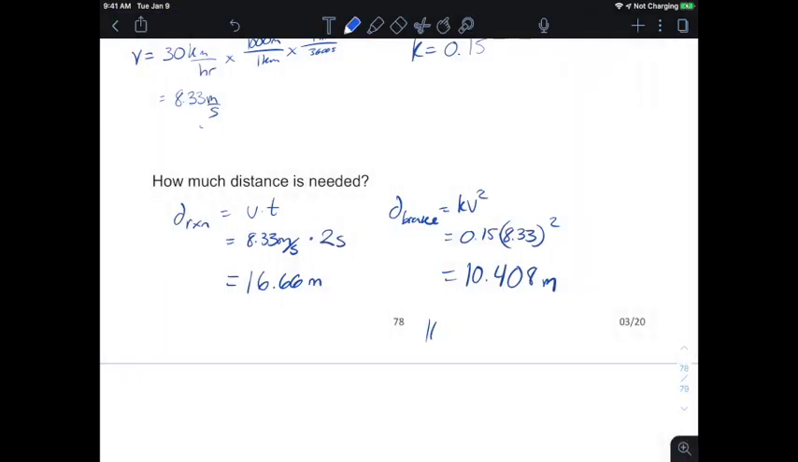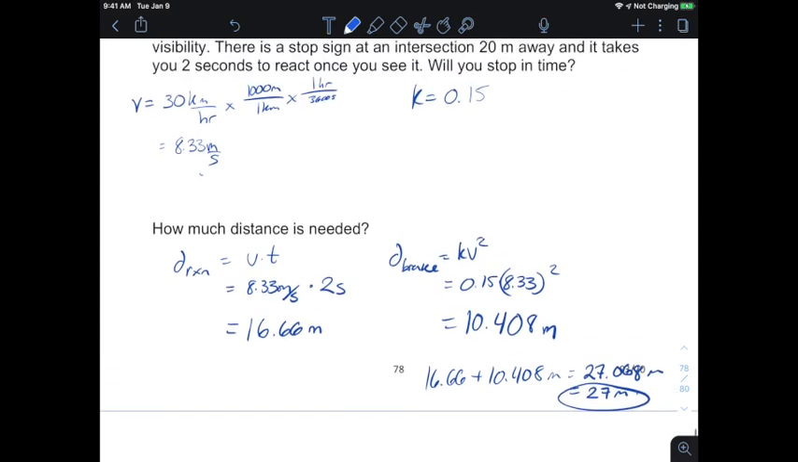And so now we add those two together. So 16.66 plus 10.408 meters gives us 27.068 meters, which is essentially 27 meters. So will we stop in time? No, we will not. So we needed 27 meters, and we had only 20 meters to stop.